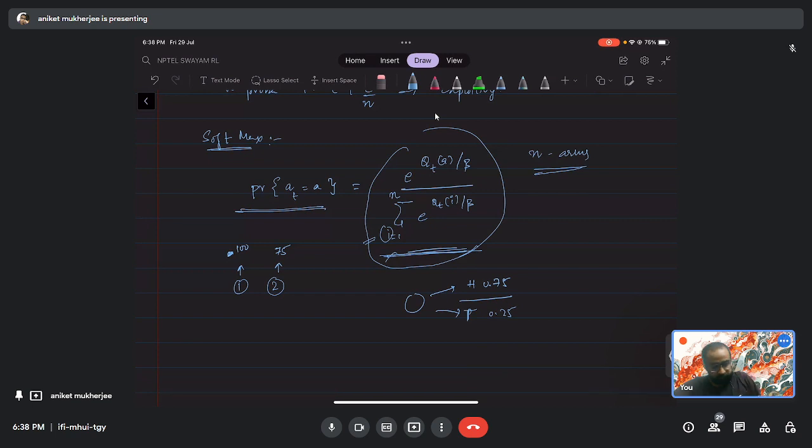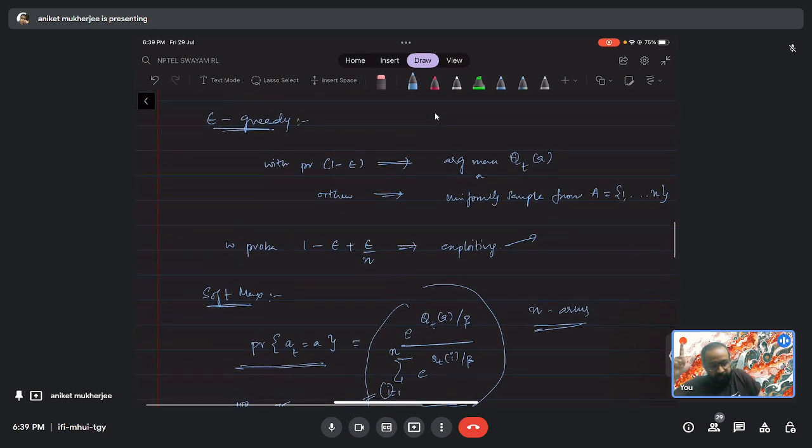Correct, because it is a sort of norm in the denominator. So this is 0.75 and this is 0.25. What the algorithm tells you is pick arm 1 with probability 0.75, pick arm 2 with probability 0.25. So what it is saying is exploit with probability 0.75, explore with probability 0.25. The same thing as epsilon-greedy, where you had a fixed epsilon.